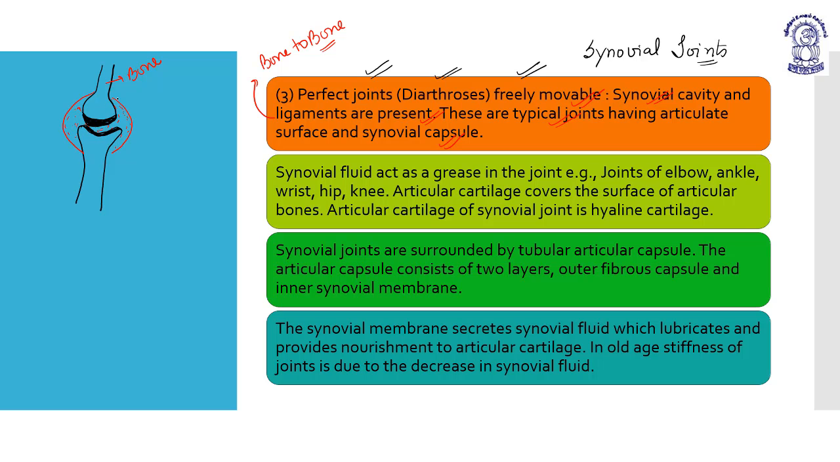This is the articular cartilage. In between, synovial fluid is there. And this is the synovial membrane. There is a fibrous capsule which is present outside the synovial membrane.